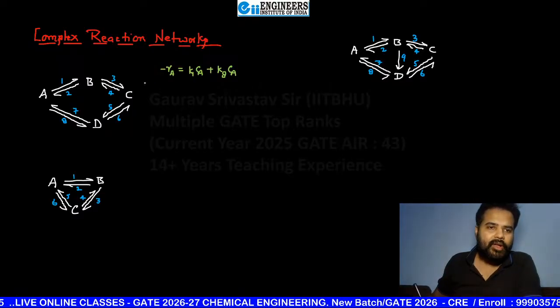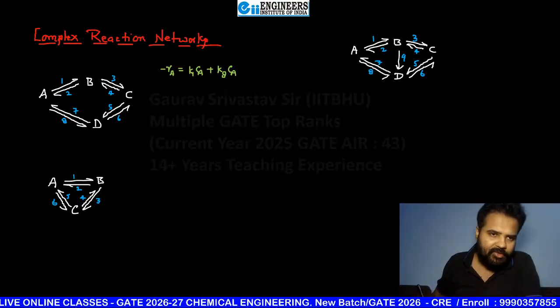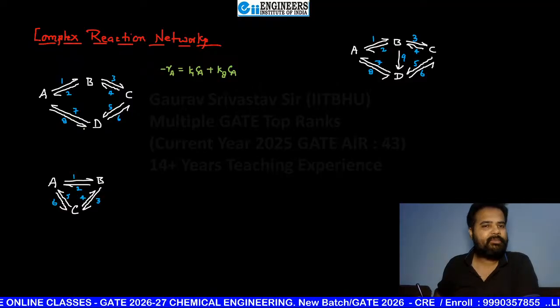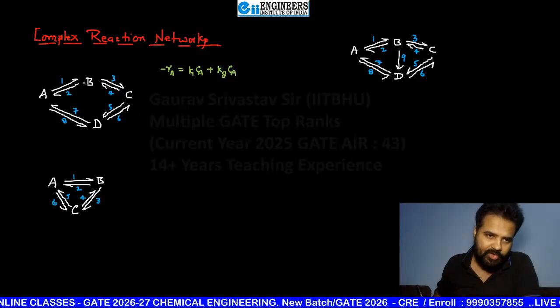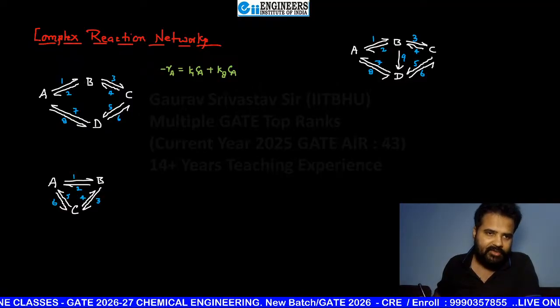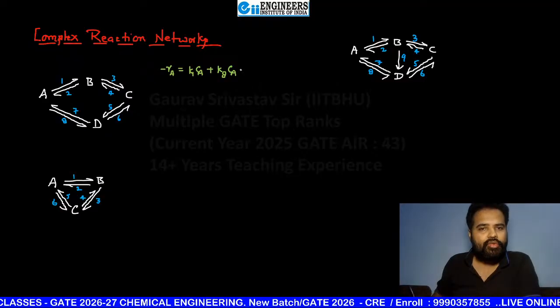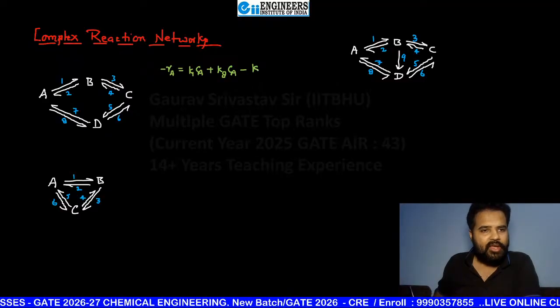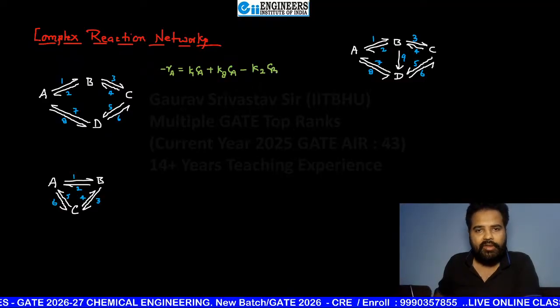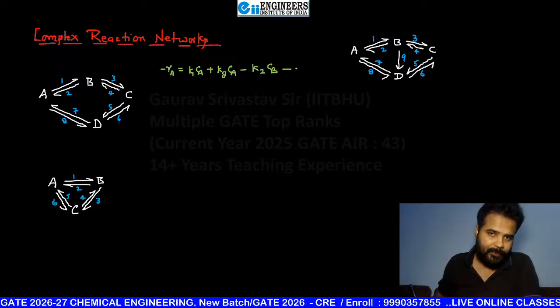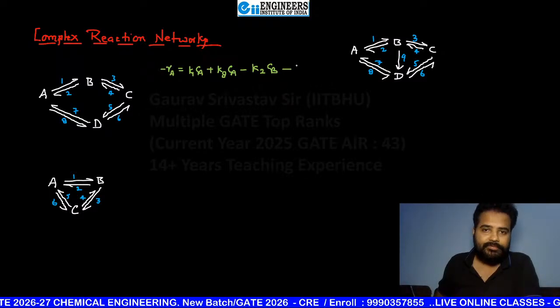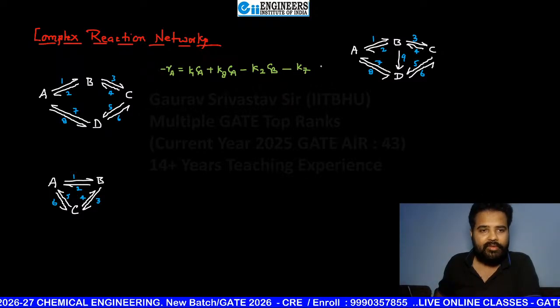Okay, and disappearance is by this one path and by this eighth path, but its formation is also by this second path and this seventh path. So minus K2 CB as well as minus K7 CD.